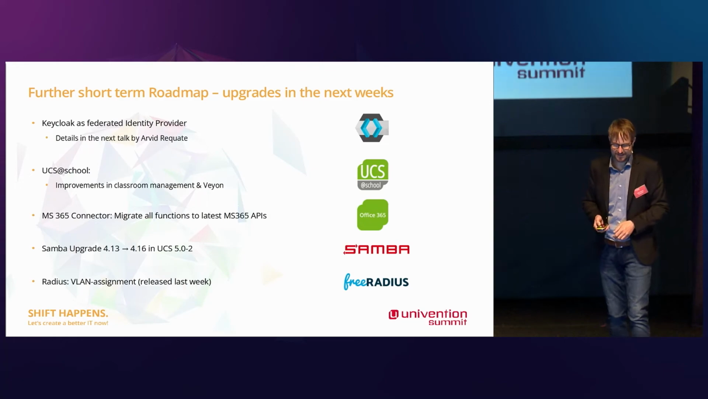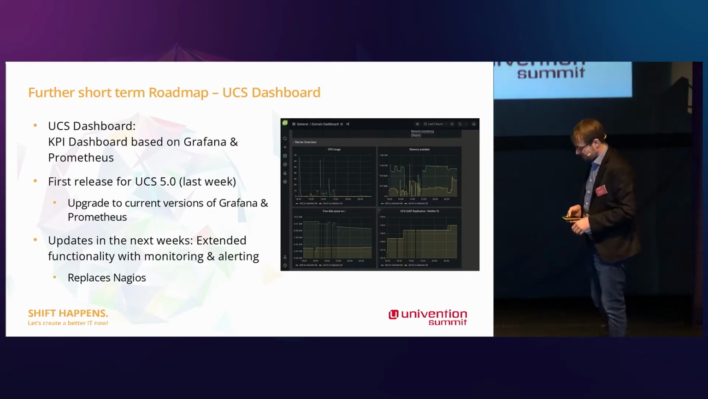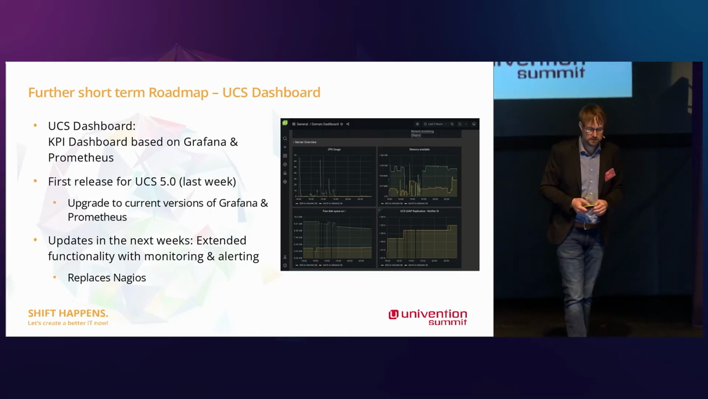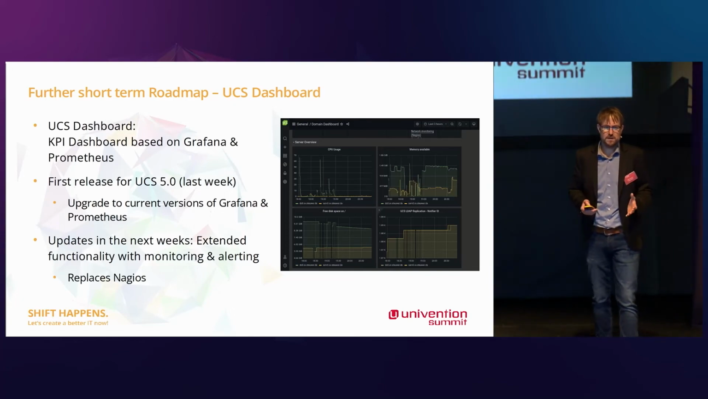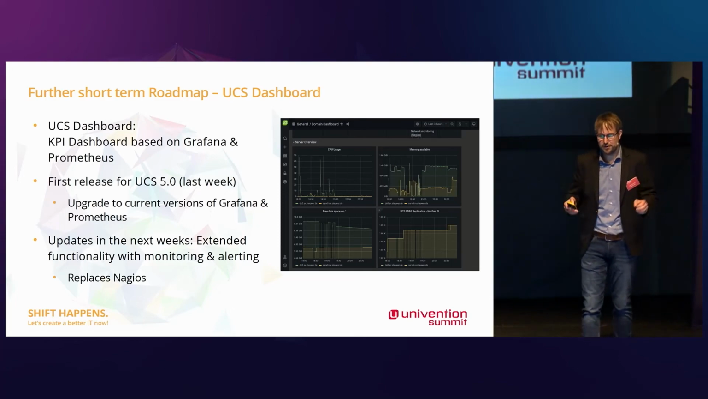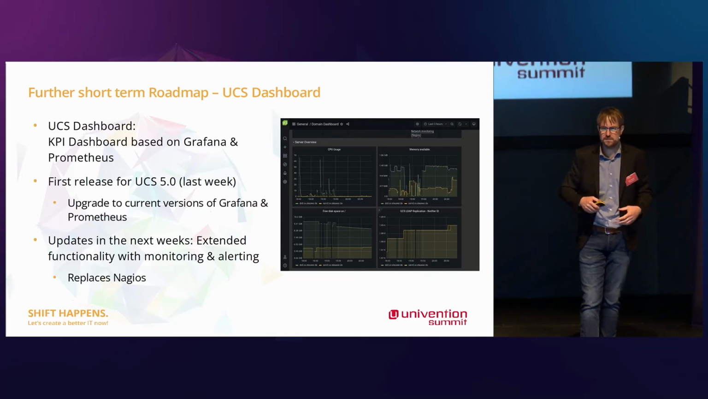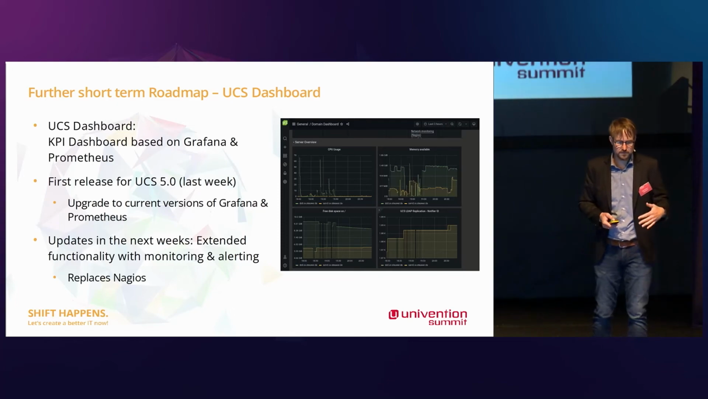There are so many other things that happened, but I didn't have enough time. However, I would like to draw your attention to the last week's update of the UCS dashboard. The UCS dashboard had been available since UCS 4. It's a dashboard based on Grafana and Prometheus, so a very easy overview over the UCS landscape. And I can look at the key performance indicators, so how full is it, how busy is the CPU, what is the traffic like, network traffic.